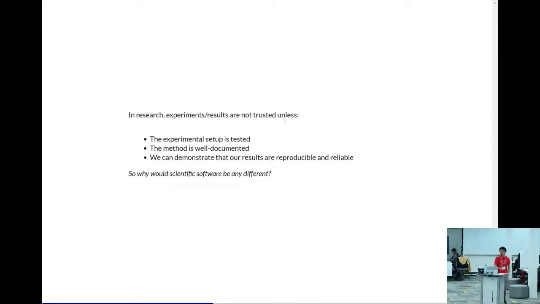So in research, experimental results are not trusted unless your experimental setup is tested, the method is well documented, and we can demonstrate that our results are reproducible and reliable. So you don't want to have any epic fails, right? This is basically the classic science. You want to make sure that this all works, and as you get published, people can actually trust your work. So why would scientific software be any different? It shouldn't, right? It should be exactly the same. You should follow the exact same steps as in the classic science experiment and publications.